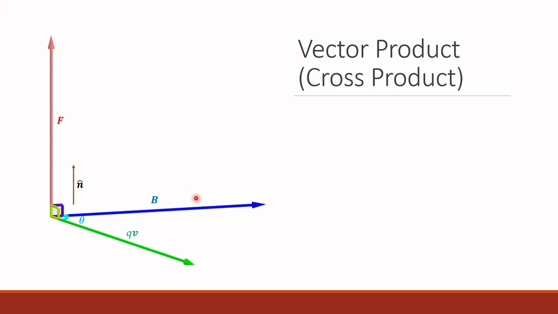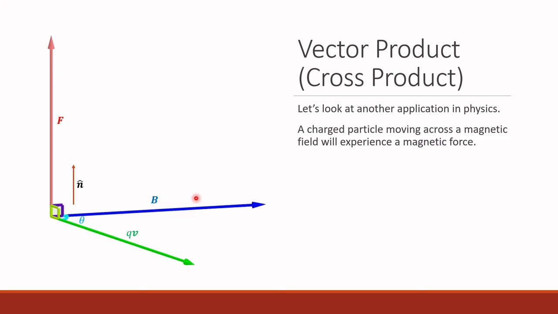Okay, so again, let's start with an application in physics to understand what the cross product is being used for. We know in physics that a charged particle moving across a magnetic field will experience a magnetic force. According to this diagram, if your electron or charged particle is moving in the direction of the green arrow and the magnetic field is in the direction of the blue arrow, then it will experience a force, like this red arrow over here.